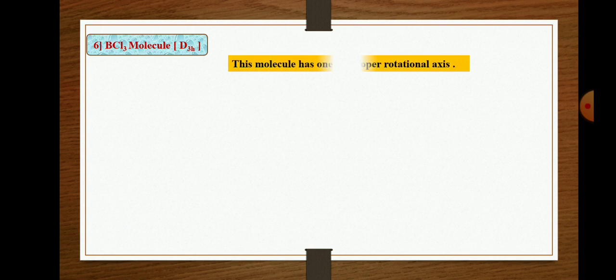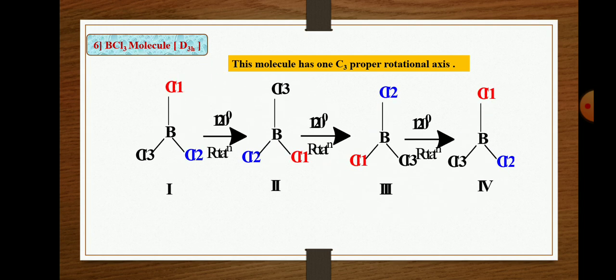Now students, the last example from our syllabus is the BCl3 molecule. The point group assigned is D3h, and now we have to understand how it is present in the D3h group. This molecule has one C3 proper rotational axis. I think up to this lecture you know how this molecule has one C3 proper rotational axis.